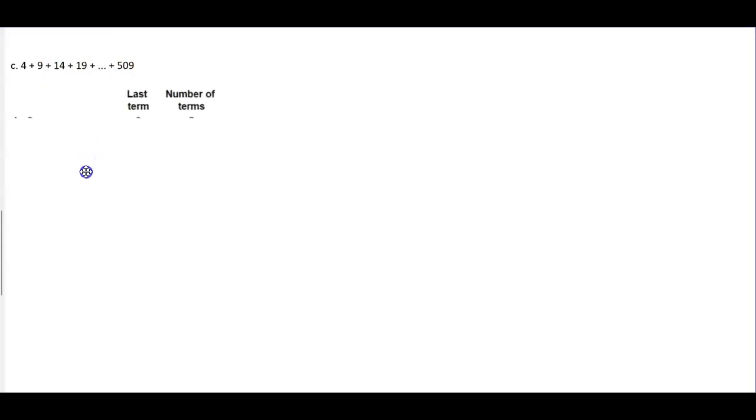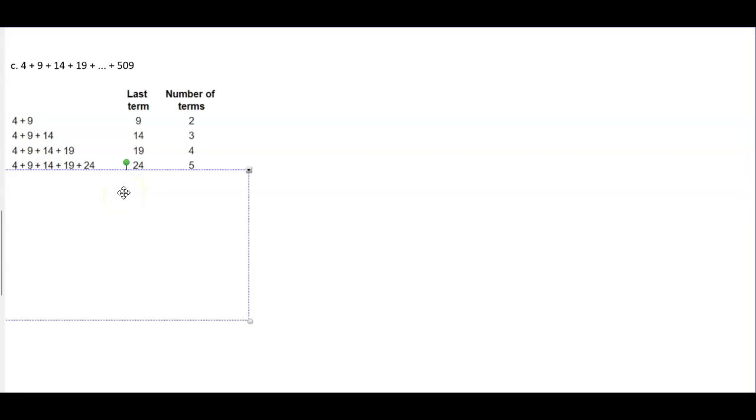Okay, so again, just like the previous step in part B, we have 4 plus 9. The last term is 9. How many terms do we have? We have 2. Next, we have 4 plus 9 plus 14. The last term is 14, and the number of terms is 3. Next, we have 4 plus 9 plus 14 plus 19. The last term is 19, and therefore the number of terms is 4. Okay, and if we go one more, you will see the last term is 24, and the number of terms is 5.